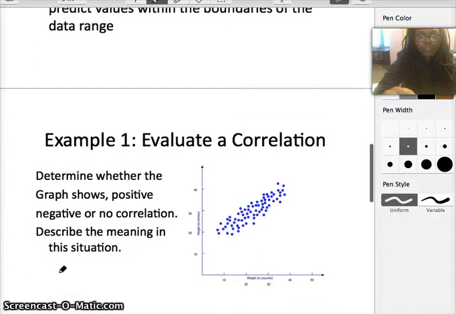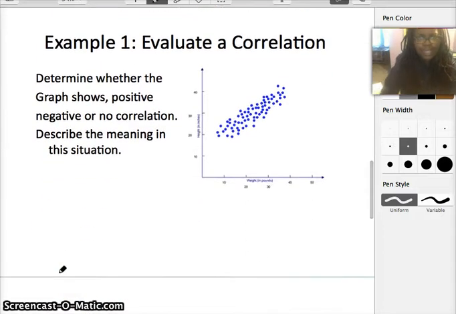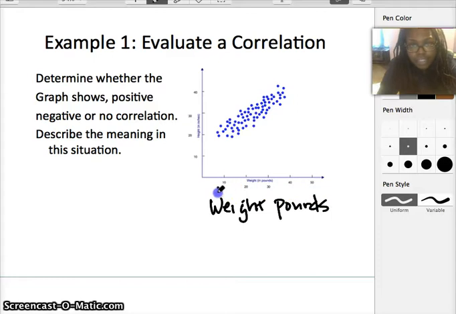All right, so the first example we have, example 1, we're going to evaluate a correlation. This is pretty straightforward. Unfortunately, I feel like this might be so tiny, so I'm going to have to make this a little bit larger. This x-axis, or the horizontal axis, refers to the weight in pounds, and it goes up to, I think it starts at 10 and it goes up to 50. And then this vertical axis refers to height in inches, and we've got 10 here and up to 40 here, just to give you guys a sense of what's going on.